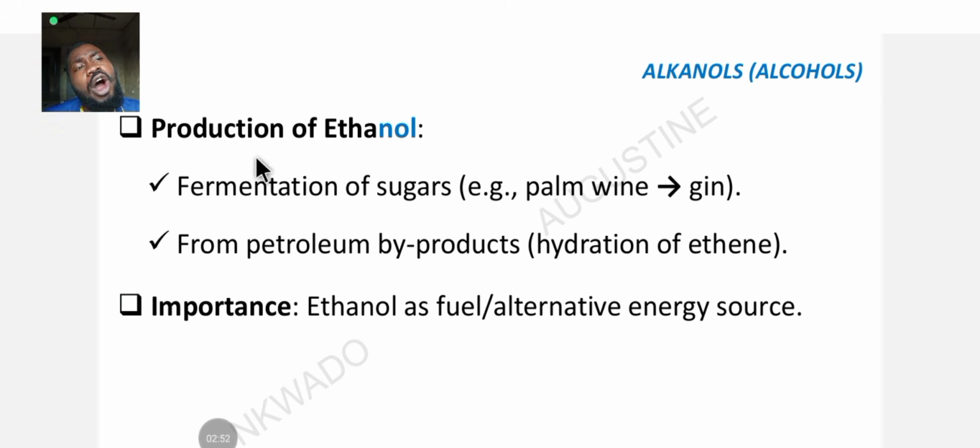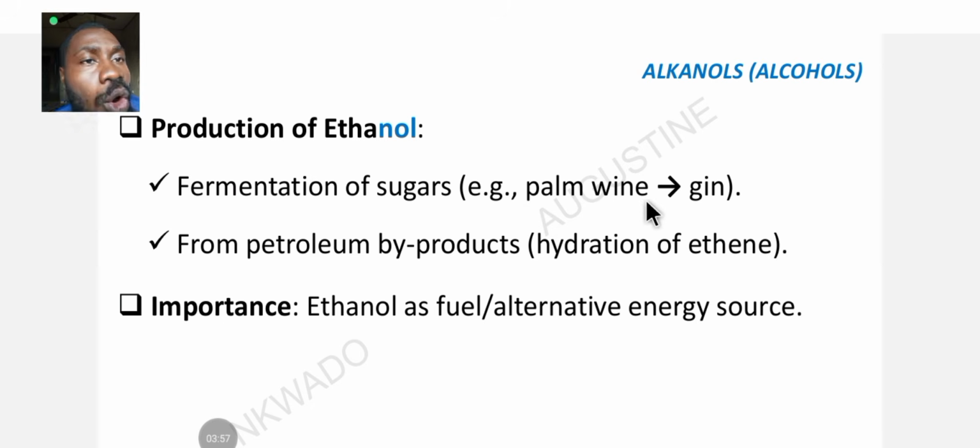How do we form alkanols? One of the most famous members of the alcohol family is ethanol. And how do we form ethanol? Ethanol is formed through the fermentation of sugars. For example, you ferment palm wine to form gin. Gin is ethanol. Palm wine is the source of the sugar, and this is facilitated by microorganisms. Another microorganism used for fermentation is Saccharomyces, with different species, for example Saccharomyces cerevisiae.